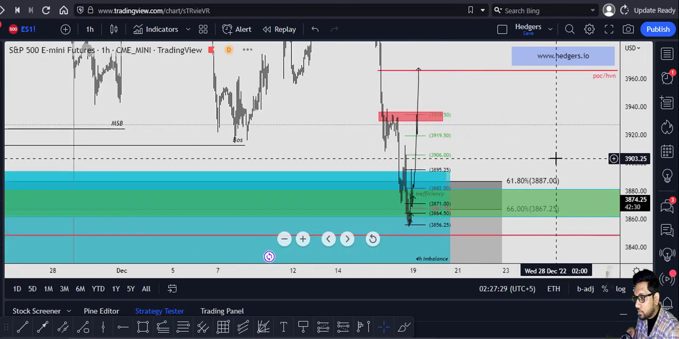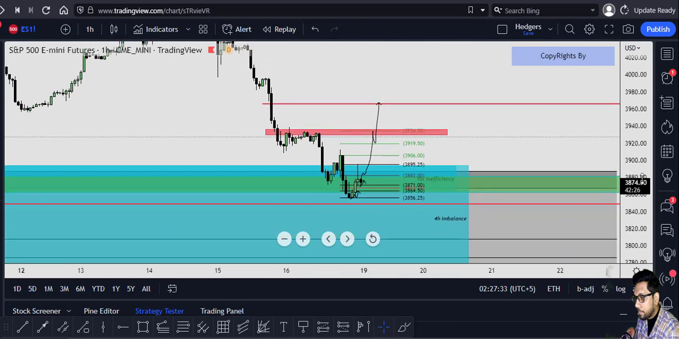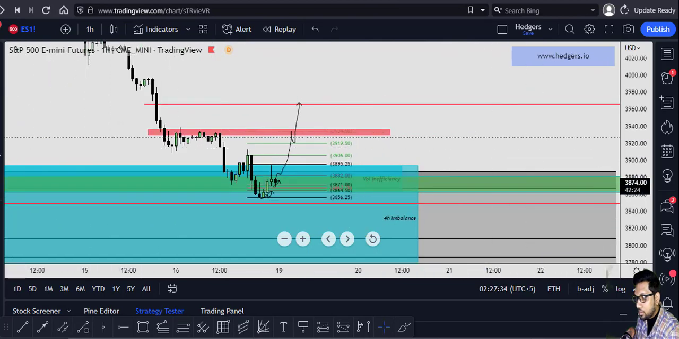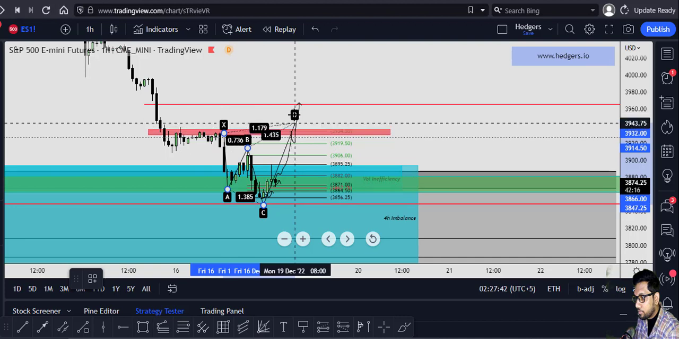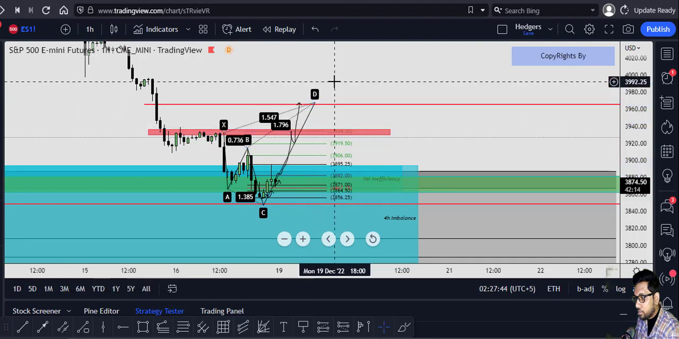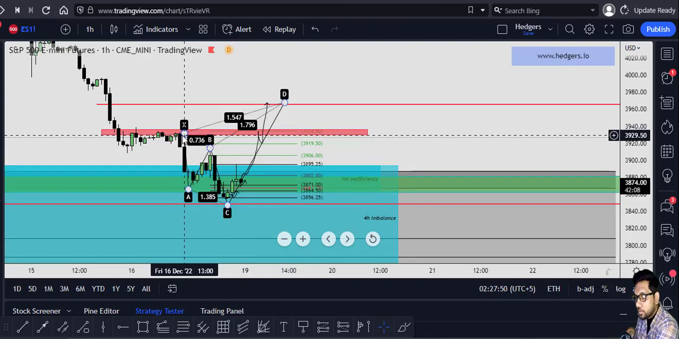Yes, this is it. And if we see, it can make a good harmonic here on the lower time frame. Yeah, bearish crab. Bearish crab, yeah.